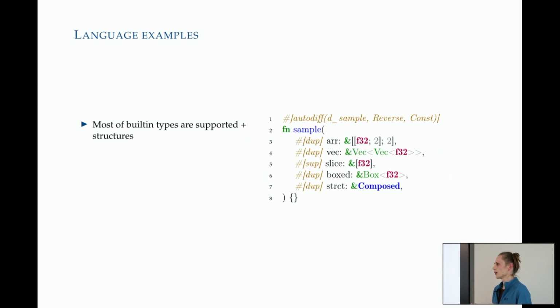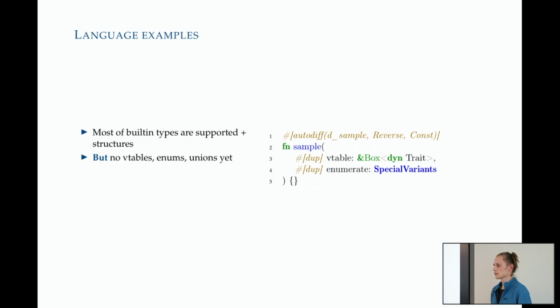In terms of supported types, we basically support all Rust types right now, or primitive Rust types at least. So arrays, vectors, slices, boxes, whatever you want, also structures. What we don't support yet are v-tables, so also dynamic traits, which have v-tables, but they're more explicit compared to C++. And we don't support tagged unions, so basically enums and unions, yet.